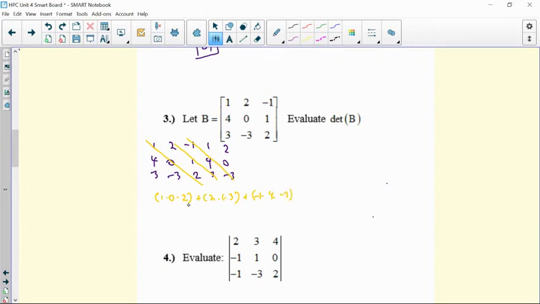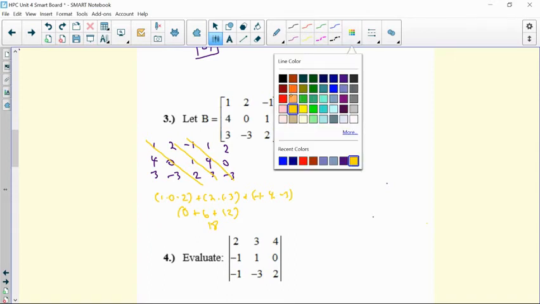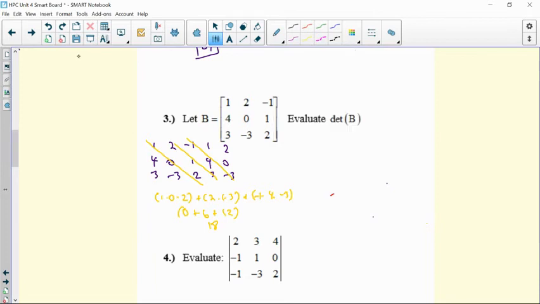So 1 times 0 times 2 is 0, plus 2 times 1 times 3 is 6, plus negative 1 times 4 times negative 3 is 12. So the entire side is equal to 18. And then I'm going to go in the reverse direction, just like the 2 by 2, how we went down one way and then we subtracted this way. So the same idea. I'm going to go down this way, down this way, down this way, and I'm going to basically be subtracting those values.